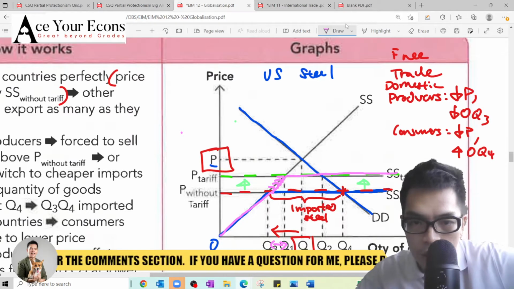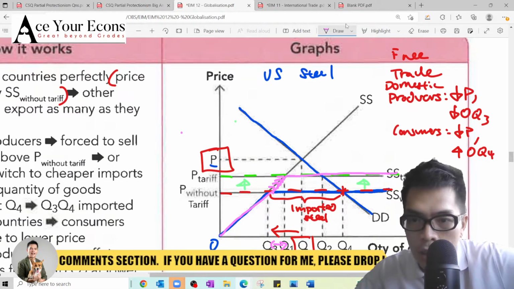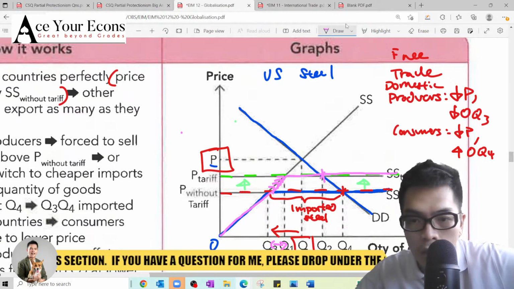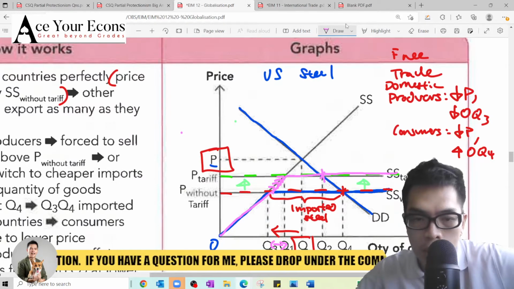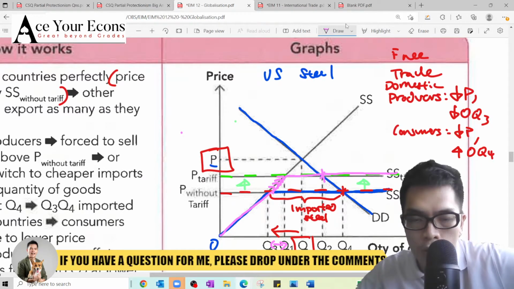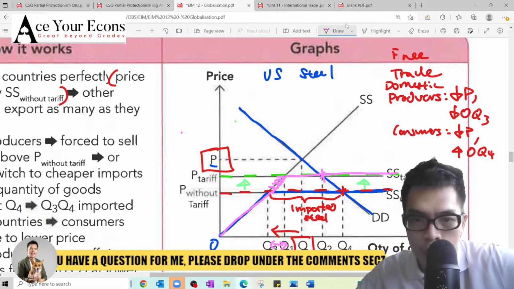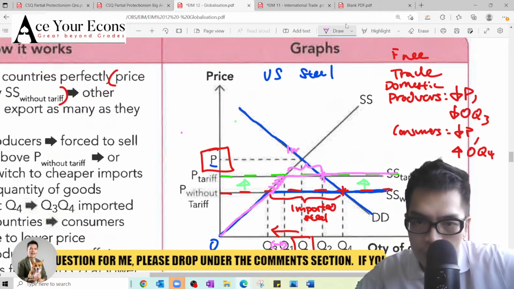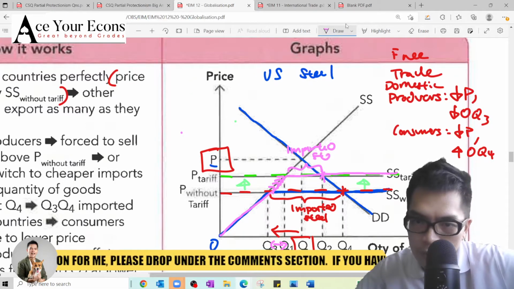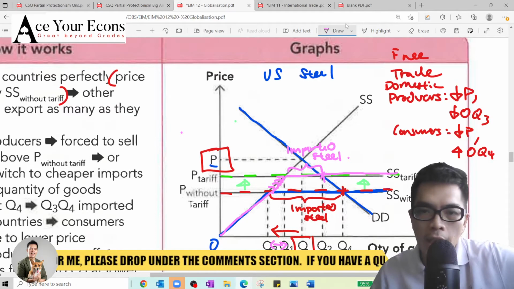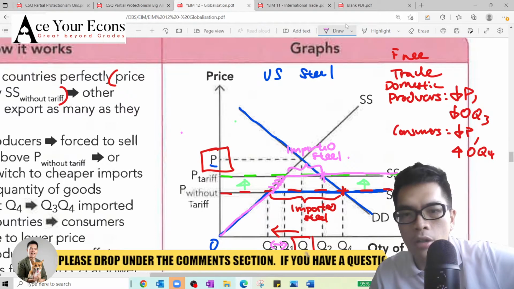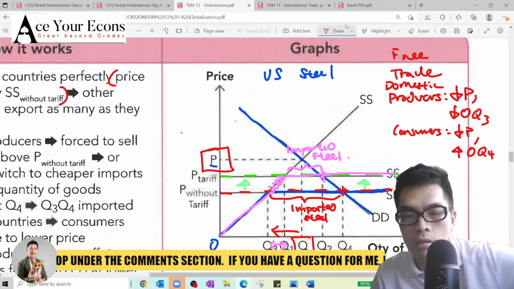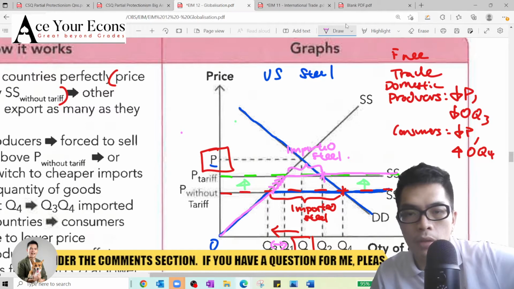I want you all to also note that because your supply curve cuts your demand at Q2, this will be the final level of quantity of steel consumed. So between 0 to Q1 will be satisfied by domestic producers. Between Q1 to Q2, imported steel. So in a nutshell, we see that the amount of steel that you import is lesser, from the red to the pink.